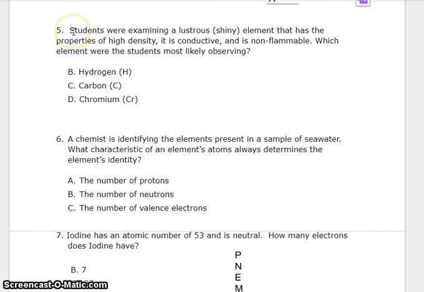Number 5. Students were examining a lustrous or shiny element that has the properties of high density. It is conductive and it is non-flammable. Which elements were the students most likely observing? B, hydrogen, C, carbon, D, chromium.